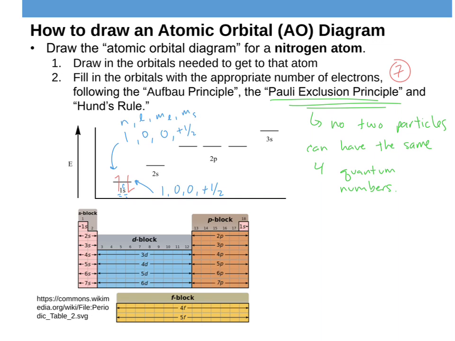And if my second one is spin down, then that changes these quantum numbers over here, so that now I have 1, 0, 0, negative 1/2 for the second, right? So now these have a different set of 4 quantum numbers. I have 1, 0, 0, plus 1/2 for that one, and 1, 0, 0, negative 1/2 for that one. So I've not violated the Pauli exclusion principle.